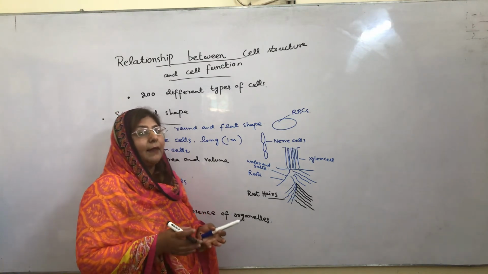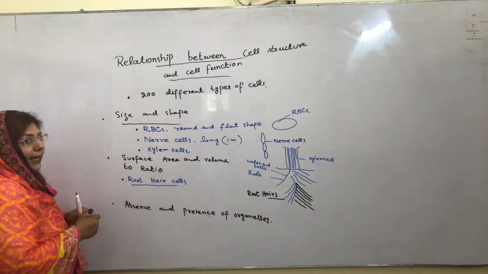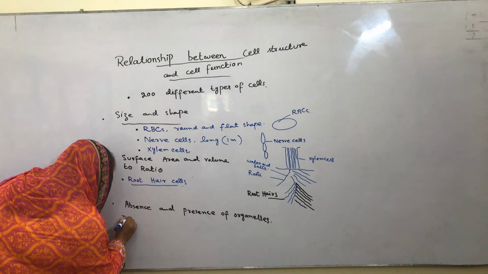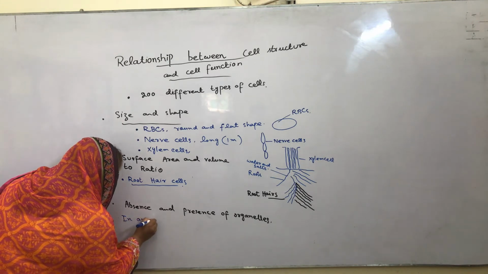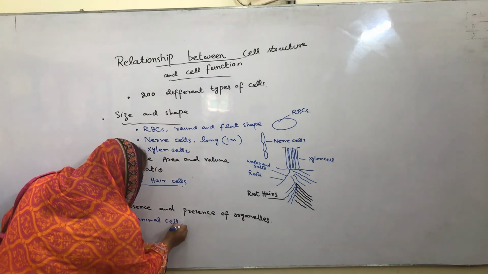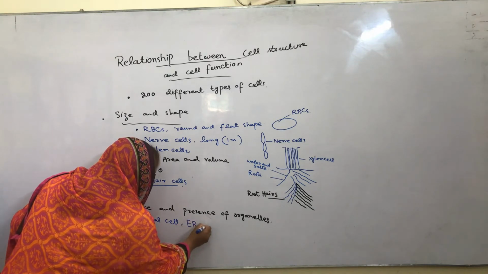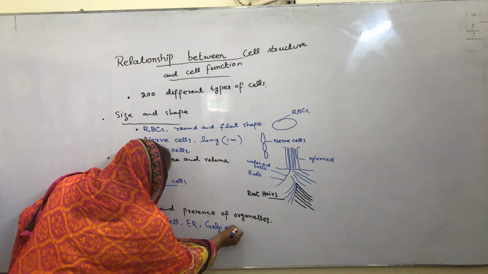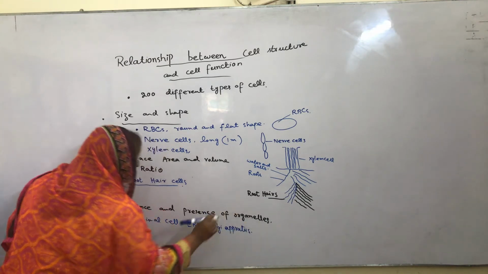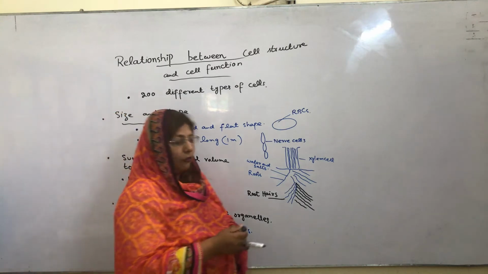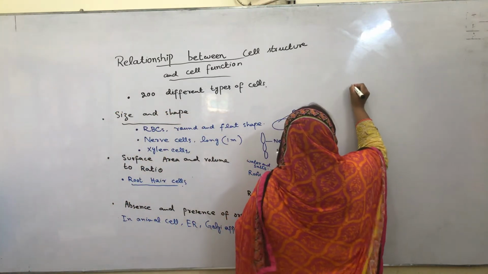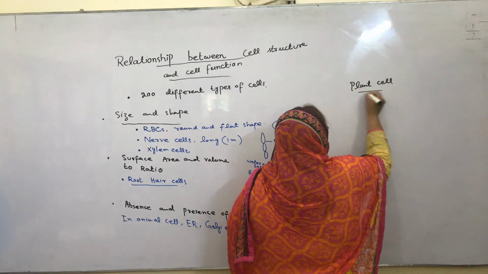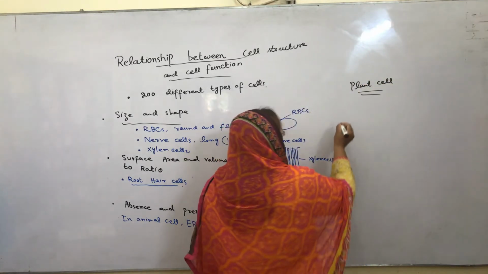If we take an example of an animal cell, we all know in animal cell the endoplasmic reticulum is present, Golgi apparatus is present. And if we take an example of plant cells, in plant cells plastids are present.